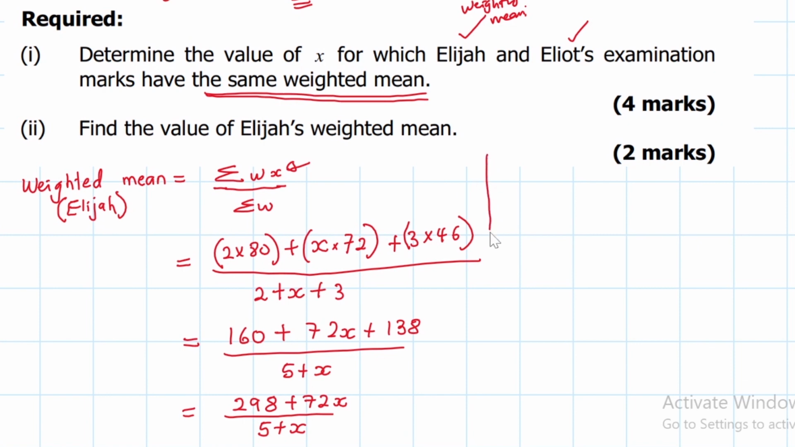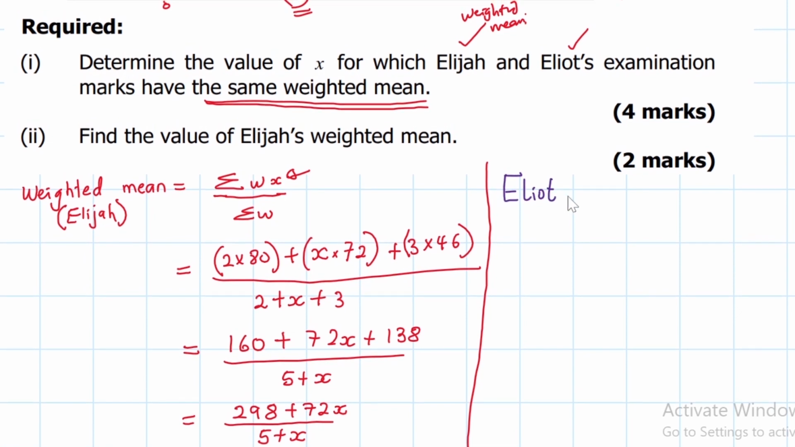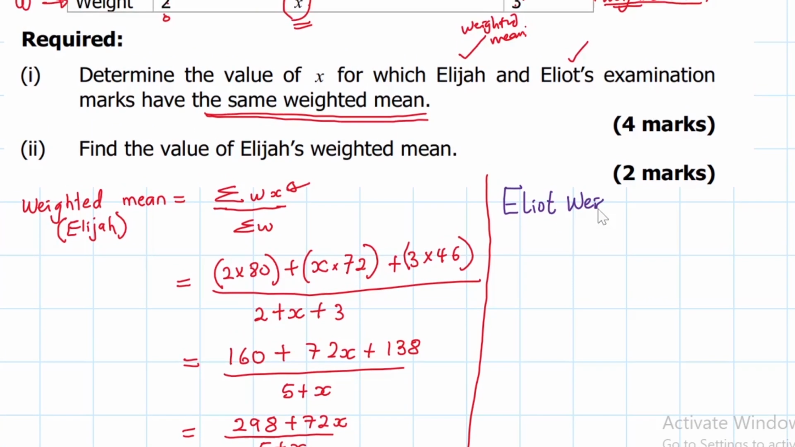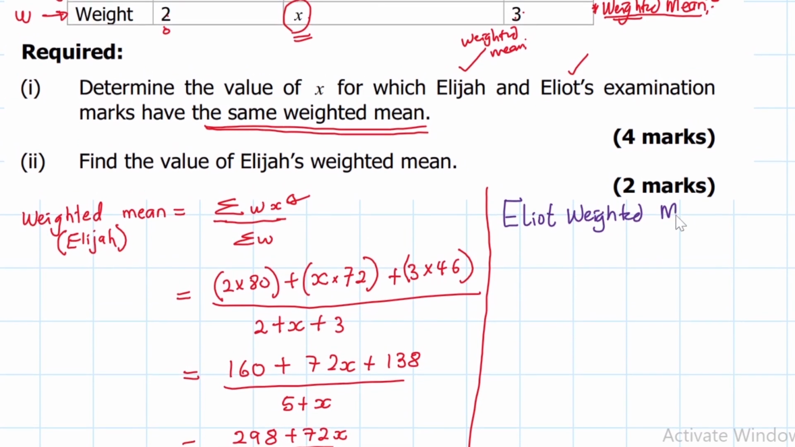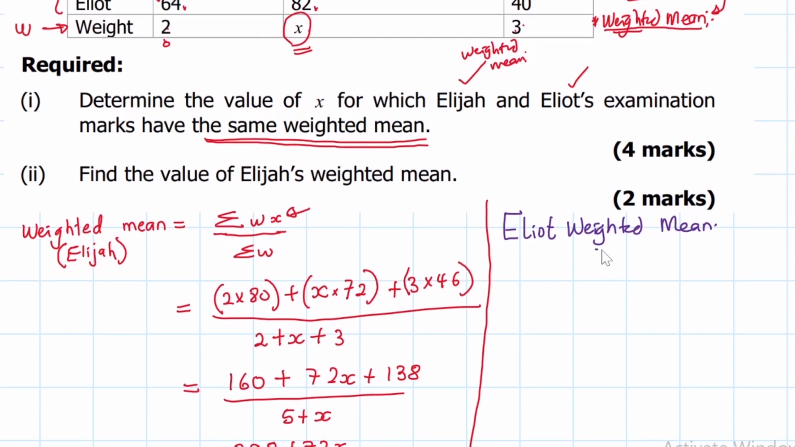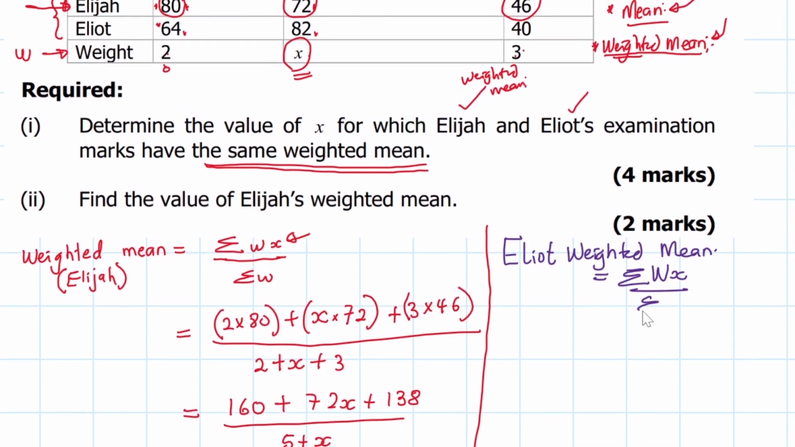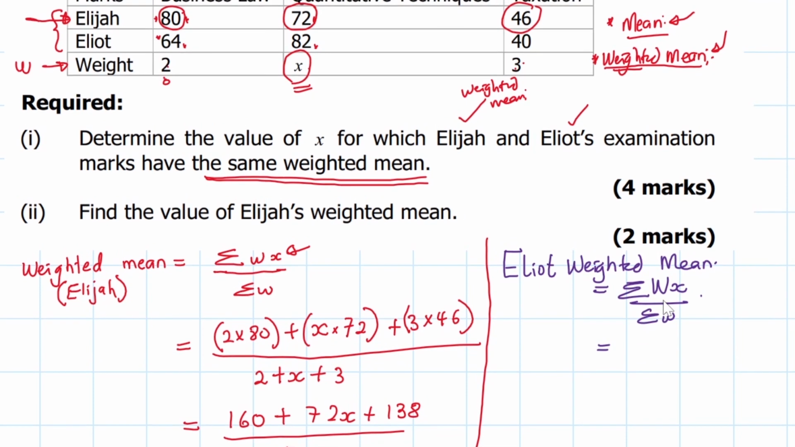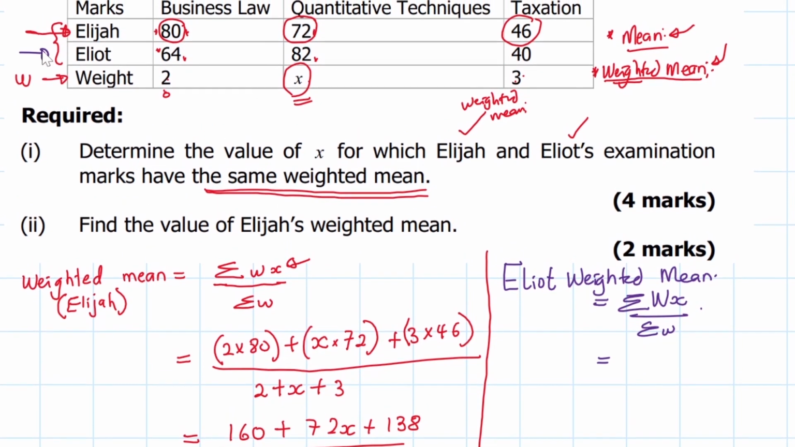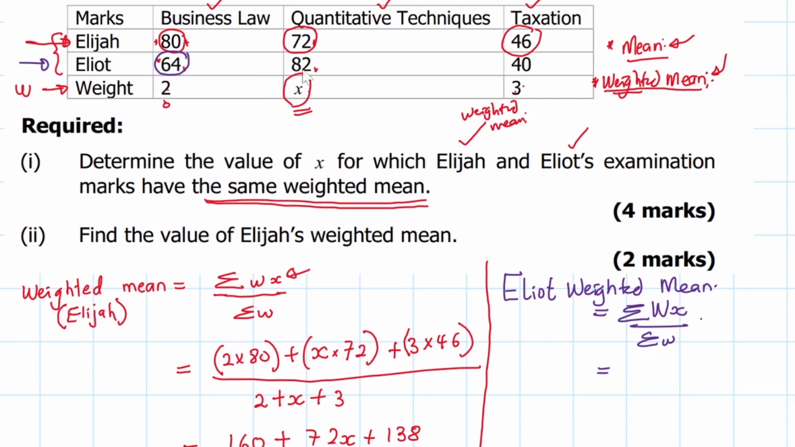Okay, so now that we are done with Elijah, let's do the one for Elliot. Let me use a different color for that. Elliot's weighted mean is still going to be the summation of W times X over the total weights. Again, now we are looking at Elliot, and these are our values of X for Elliot.